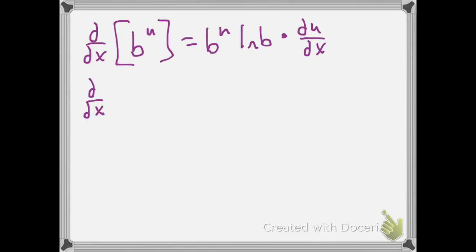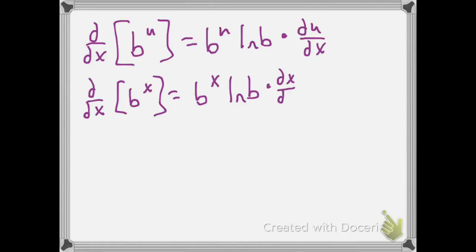Similar to this, if I have the function b to the x, so my u is just an x and nothing else, it's going to look a little bit different, because the chain rule isn't going to really matter because it's going to become 1. So to see this, we'll take its derivative. So now I have b to the x times ln of b times dx over dx. So the derivative of x is just 1, like I said, so this is really going to be b to the x times the natural log of b.